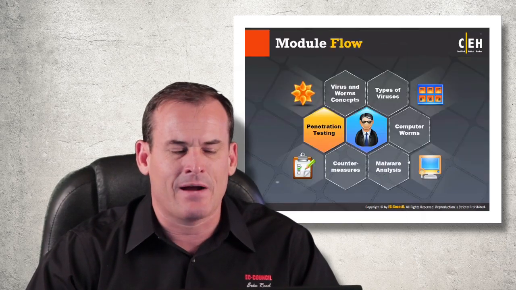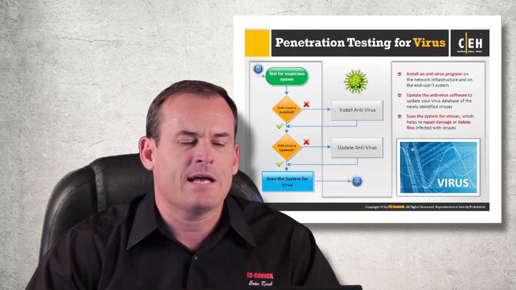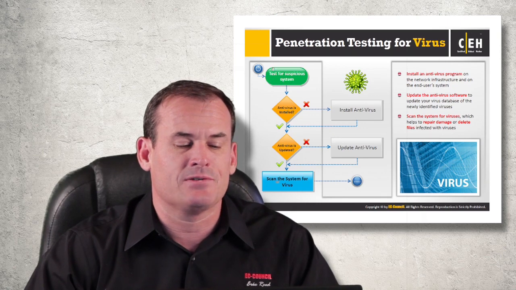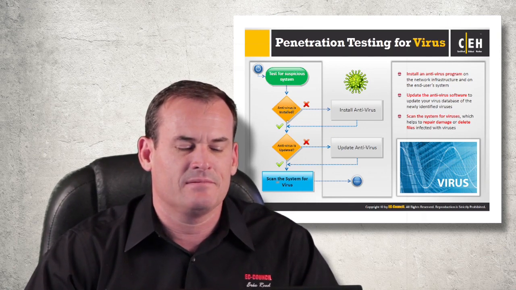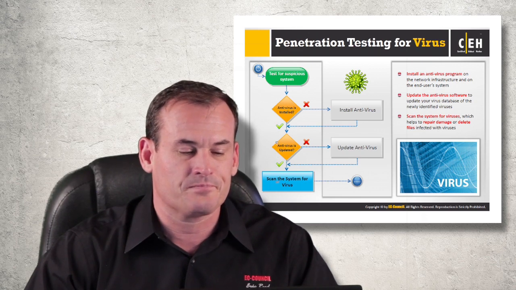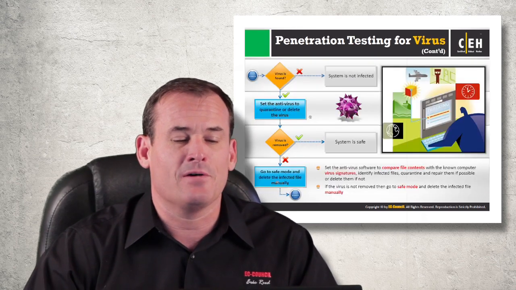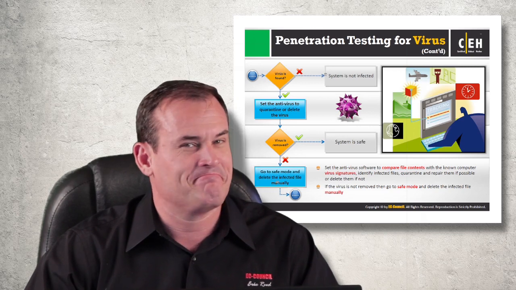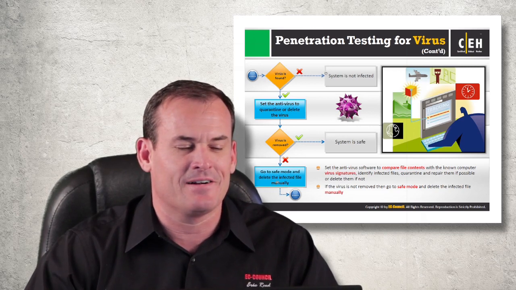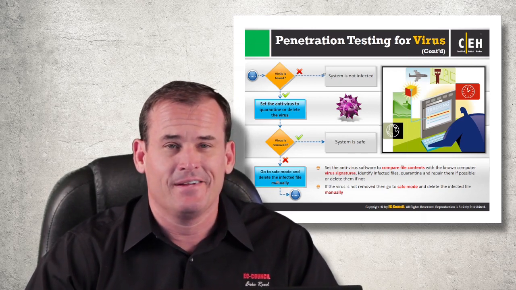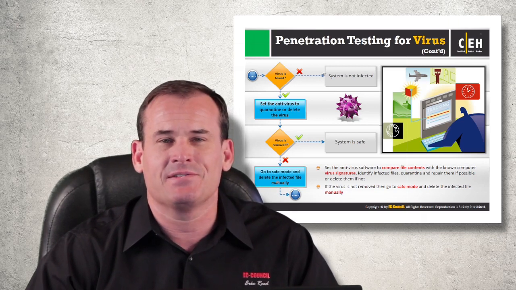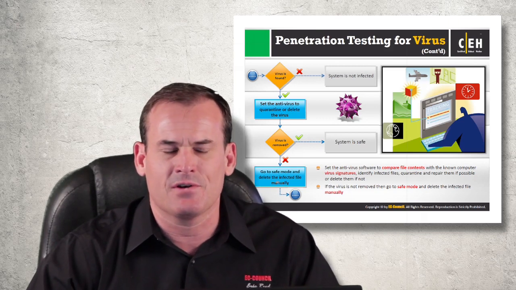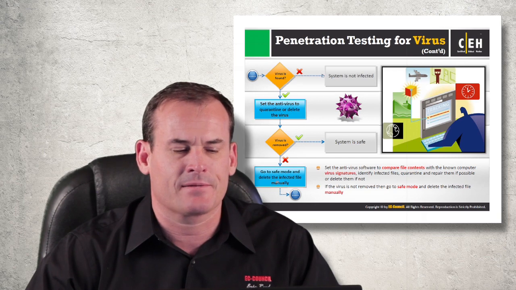And then pen testing for viruses. So, test for a suspicious system. Is antivirus installed? No, install antivirus. Is it updated? No, update it. And then scan the system for virus. Virus is found? No, system is not infected. Not 100% accurate, or 100% assuring. There could be viruses that are unknown, one-offs and so forth, that we may not actually detect.